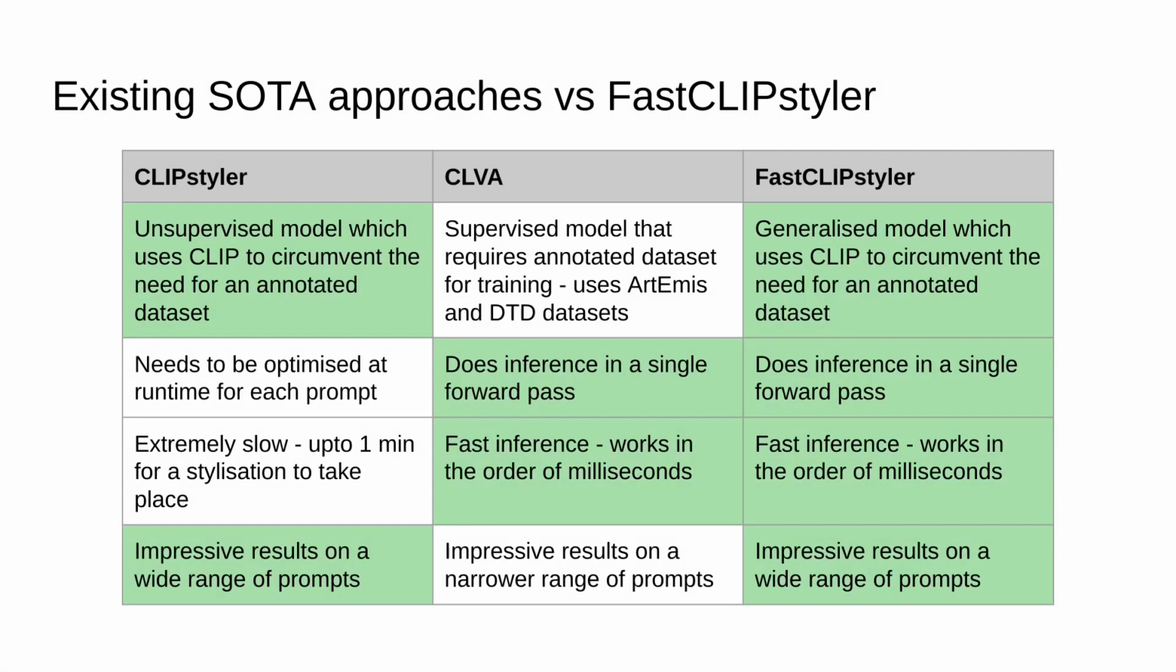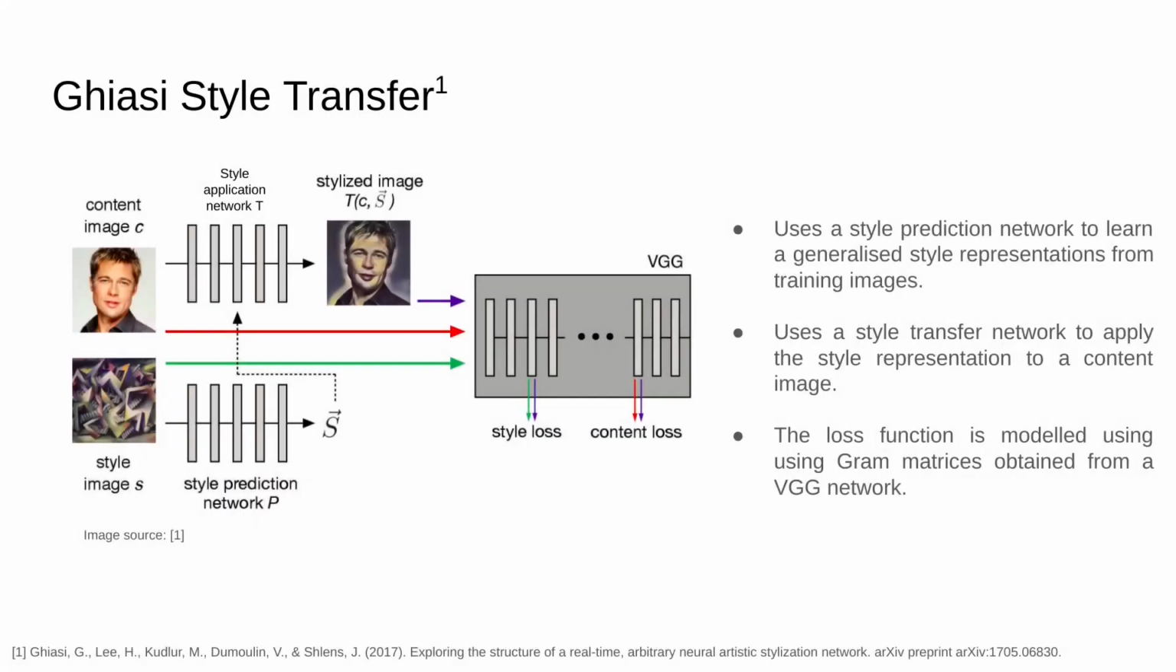We call this FastCLIPstyler. Before talking about FastCLIPstyler, let's start by briefly reviewing the background concepts that inform this model. First, I'd like to go over a work in style transfer from the purely vision domain. This model, which we refer to as the Gyasi style transfer model after one of the authors, is a generalized style transfer model that performs the task in a single forward pass. It consists of two models, a style prediction network, which converts a style image into a compact style vector, and a style application network, which is an image-to-image CNN that stylizes the content image based on the style vector. We use part of this model in our FastCLIPstyler framework.